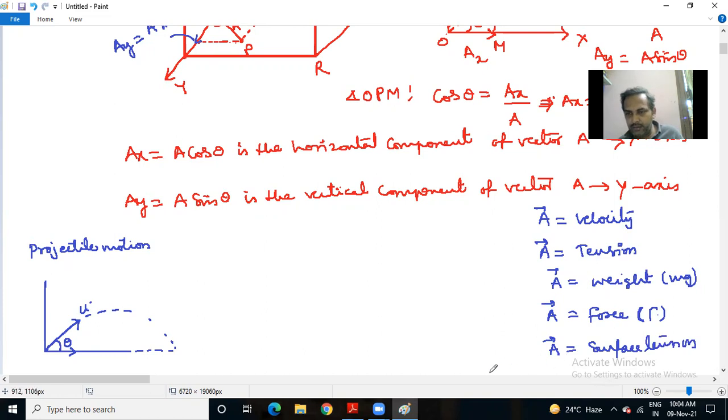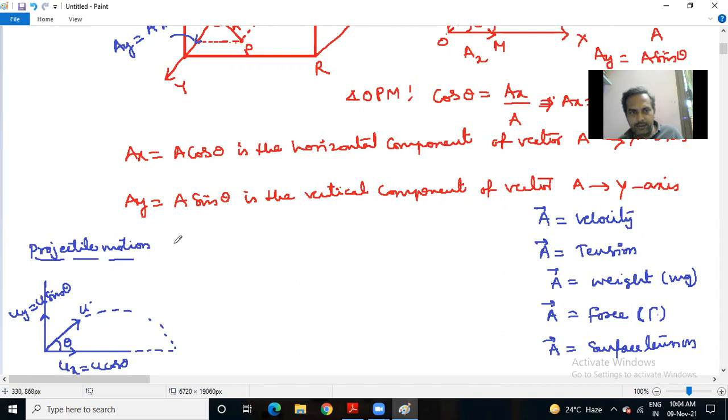Even in the class 12 chapters, a vector can be a magnetic field or an electric field. So now A will be u, and ux is equal to u cos theta. Similarly, uy is equal to u sin theta. This is again based on resolution of a vector. So this is one example.